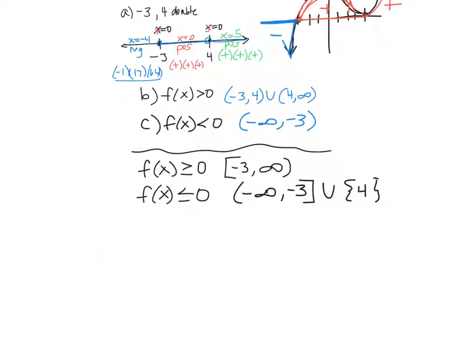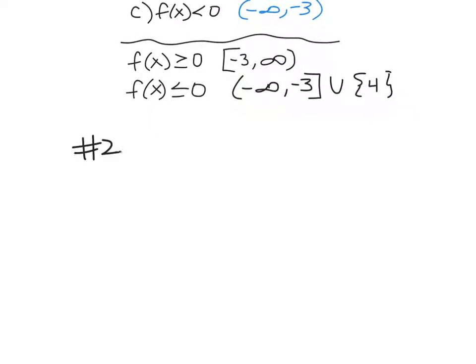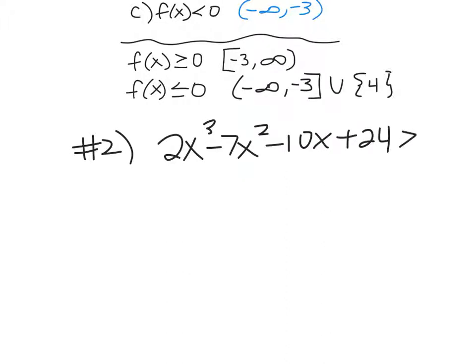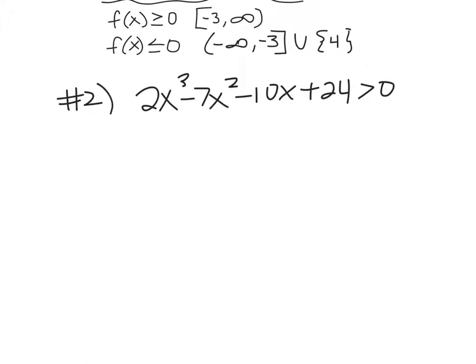Number 2. Okay, we're going to find out where this polynomial, 2x to the third minus 7x squared minus 10x plus 24, is greater than 0. We're going to find out where this polynomial is positive. Now, these are all done algebraically. You're not allowed to graph them on your calculator. If you can graph them by using your brain, that's fine. I can't stop you from doing that. I wouldn't stop you from doing that.